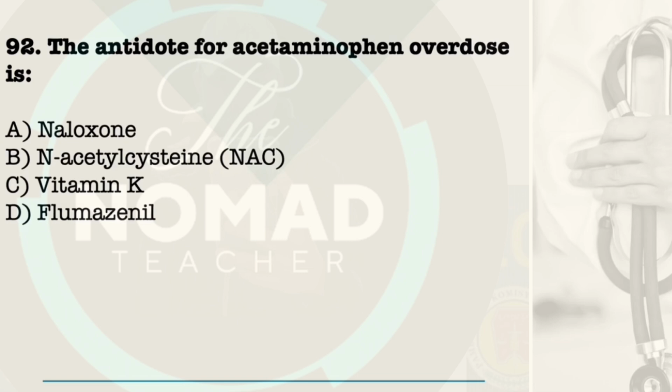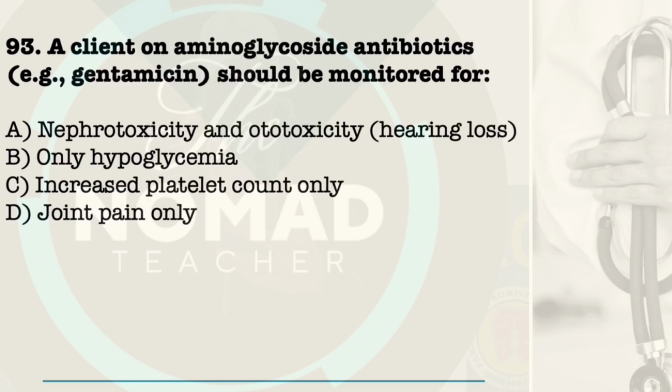C. Only ibuprofen and no acetaminophen. D. Topical antibiotic only. 92. The antidote for acetaminophen overdose is: A. Naloxone. B. N-acetylcysteine, NAC. C. Vitamin K. D. Flumazenil.